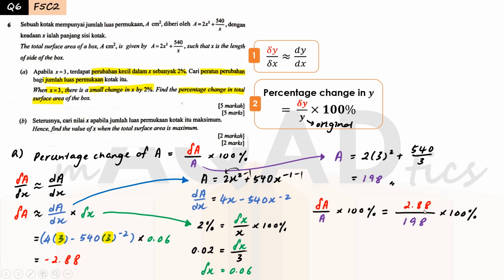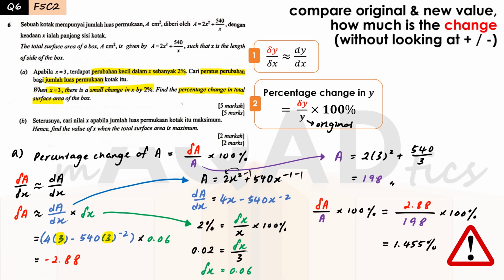Alright, so 288 divided by 198, then we will find the percentage change, which is 1.455%. Alright, you will realize that I didn't put the negative here. It didn't ask us to find the percentage increase or the percentage decrease in total surface area. We just need to find the change in the total surface area if we change the x by 2%. So it's just comparing the original value with the new value, how much does it change, without looking at whether it's increasing or decreasing.